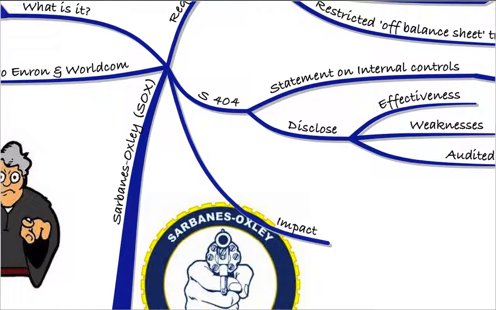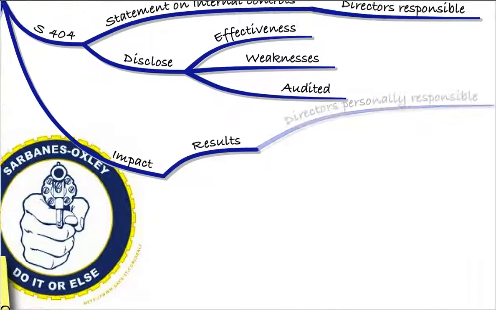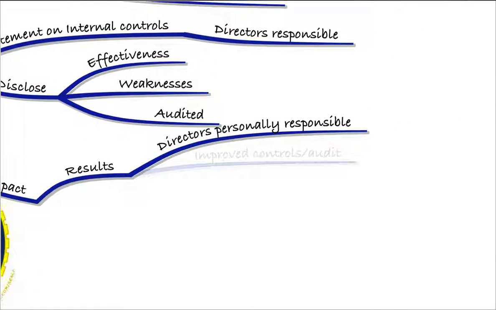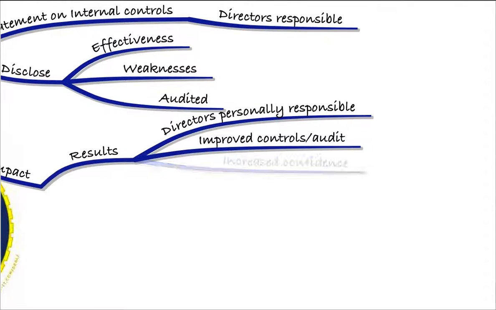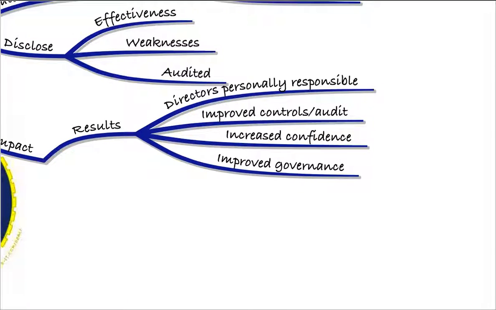So the impact of Sarbanes-Oxley has been, first of all, the results are that the directors are personally responsible. So that is going to improve the controls and the audit because they need to sign off and they need to give that statement on internal controls. That is increasing the confidence in the financial statements, and definitely there has been an improvement in governance.